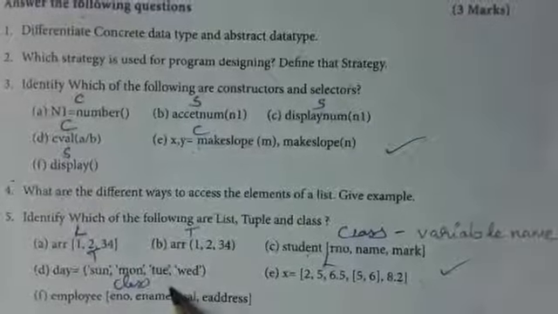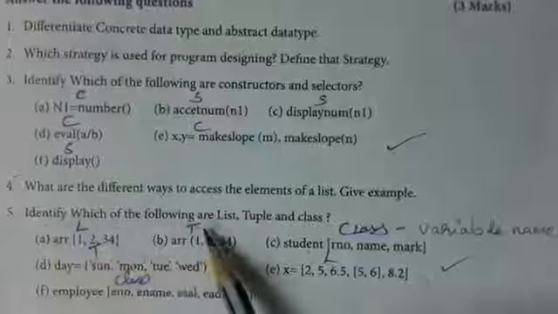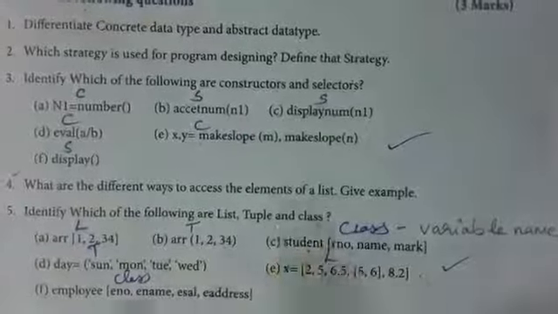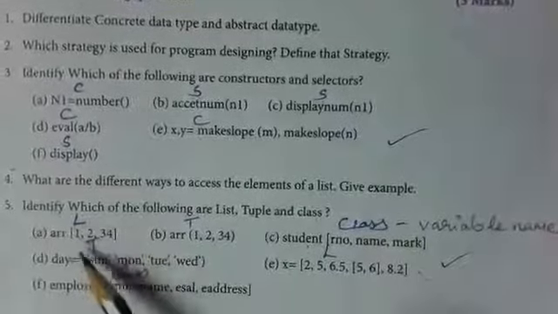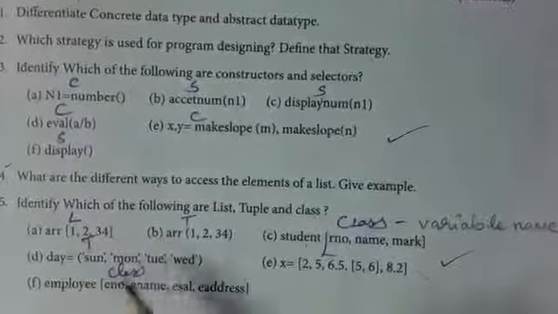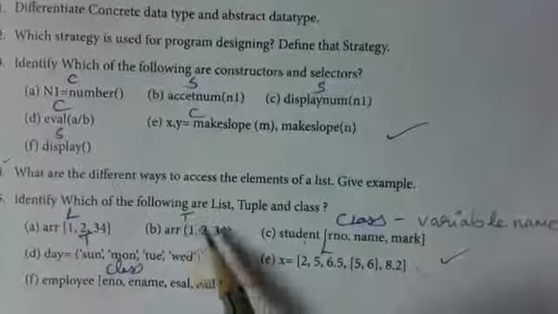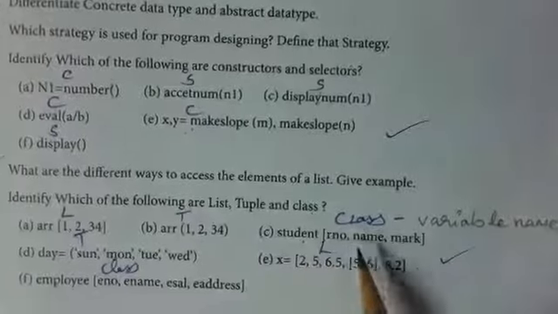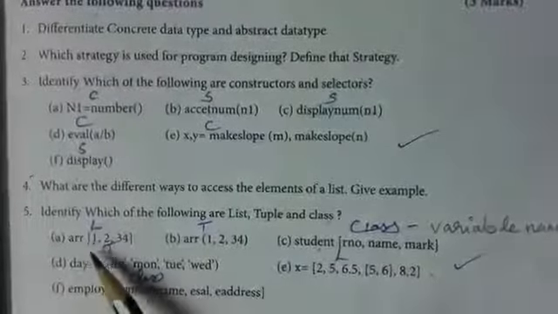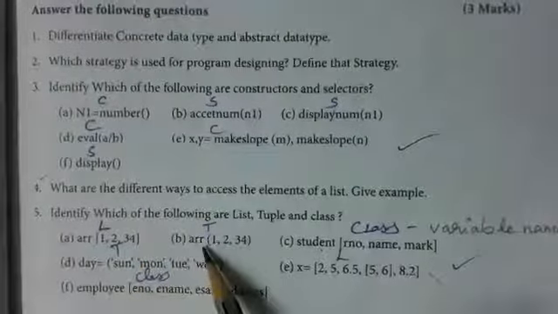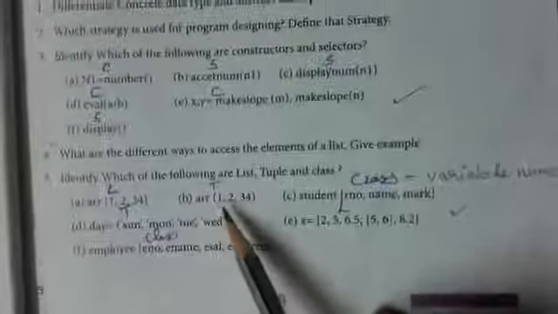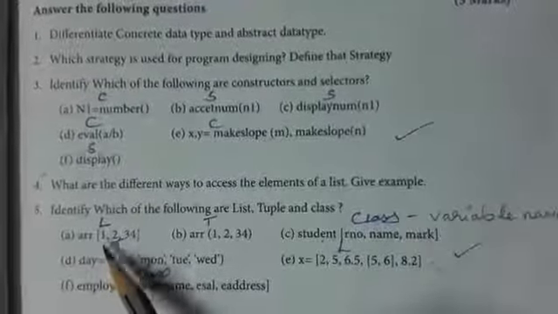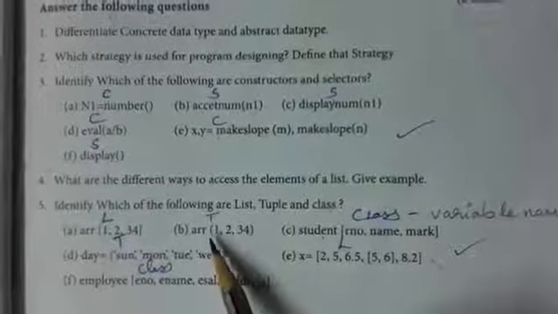The next you have is the fifth question. Identify which of the following are list, tuple and class. If it is a list, the values will be given within square brackets. If it is a tuple, the values will be given within parentheses. If it is a class, the names of the variables will be given within square brackets. See the first one, ARR square bracket 1, 2, 34. Second is ARR open bracket 1, 2, 34. Here square brackets, so it is a list. Here parentheses, this is a tuple.